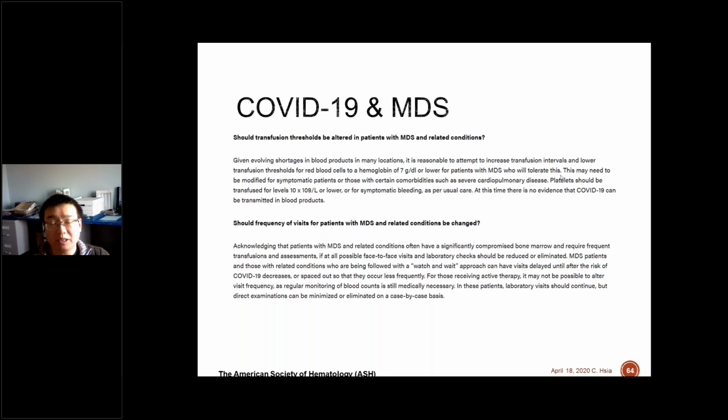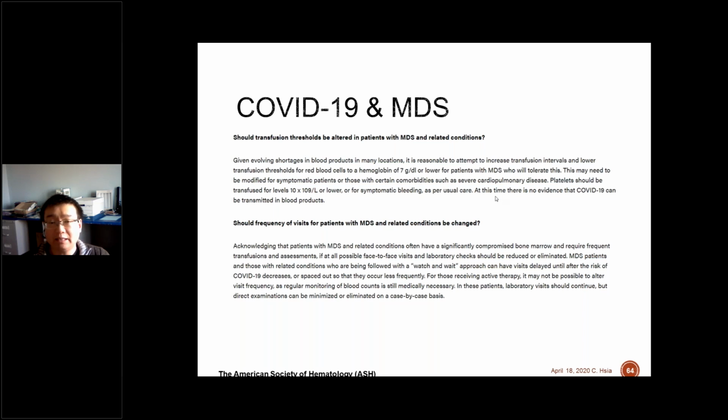The symptoms, of course, need to be modified for symptomatic patients. That means if you are obviously having chest pain and shortness of breath with a hemoglobin of 75, well, you need a transfusion. You can't wait until your hemoglobin is below 70. Okay, so it really is an individual basis and a negotiation with your hematologist or your physician arranging the transfusion.